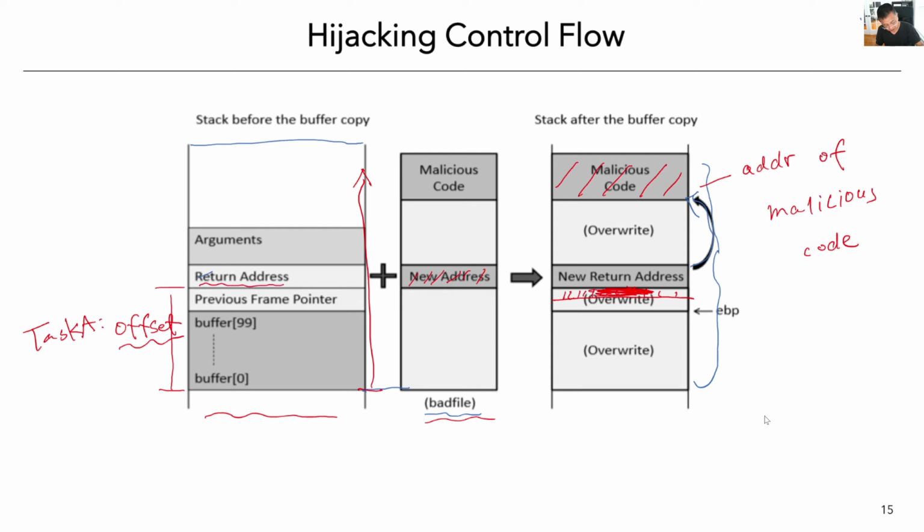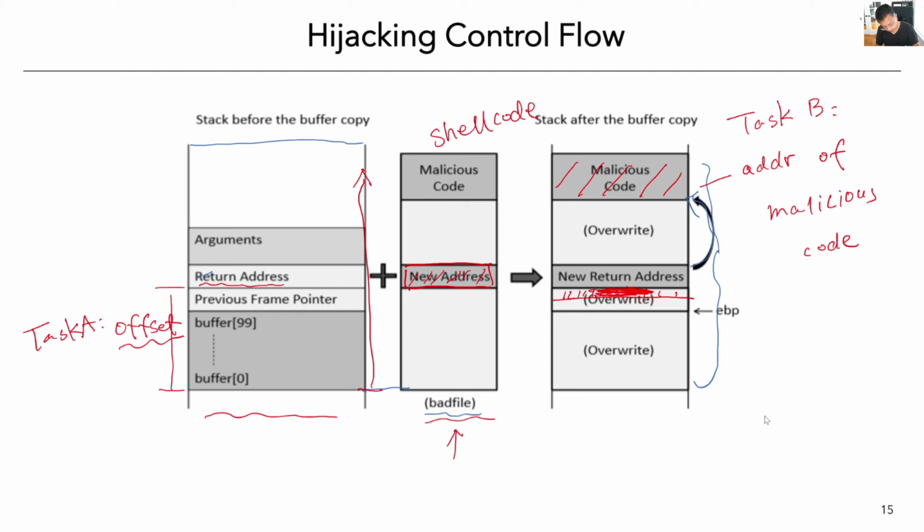The second task, task B, is to find the address of the malicious code, or the shell code. This is our input, right? In our input, we have the new address to override the return address. We also have the shell code.